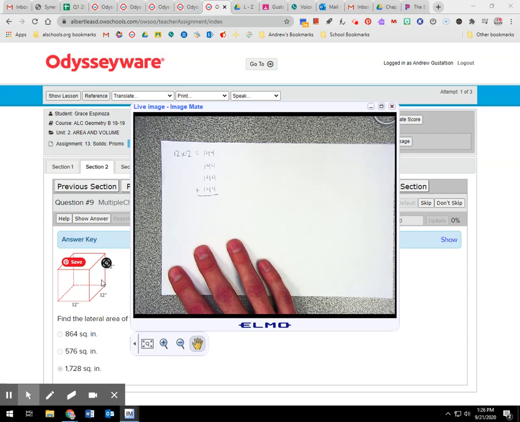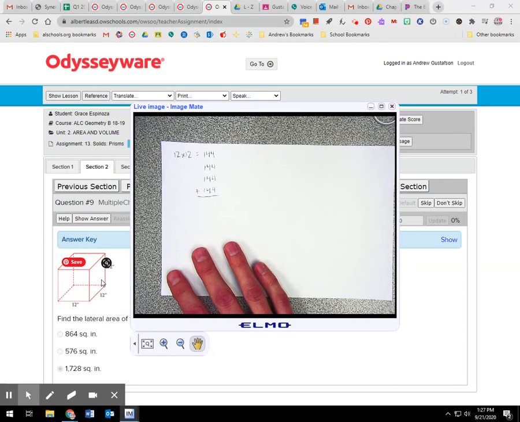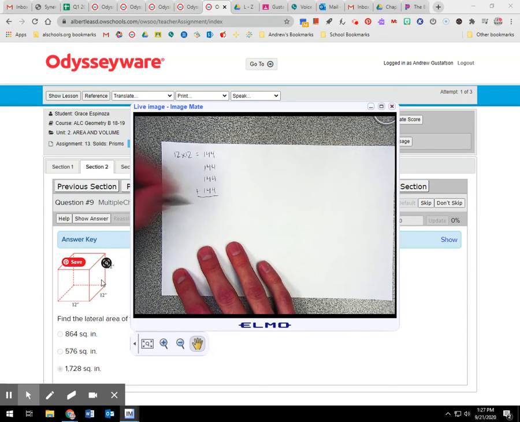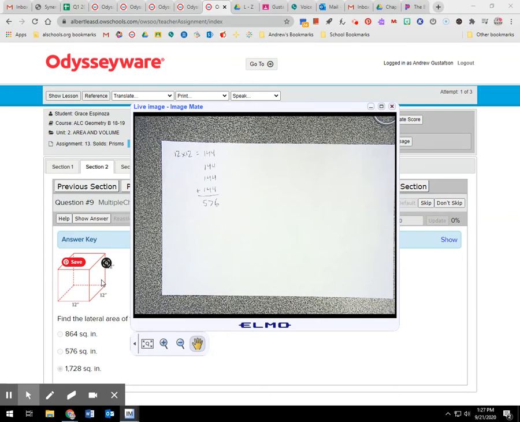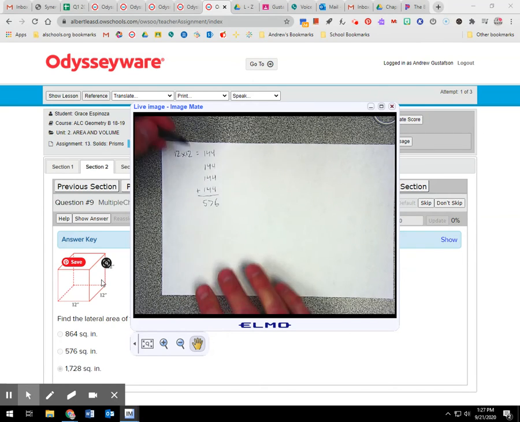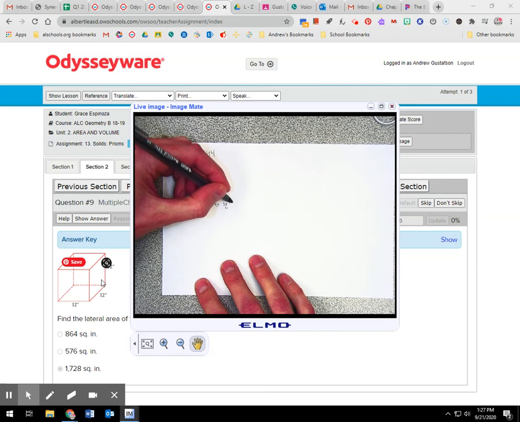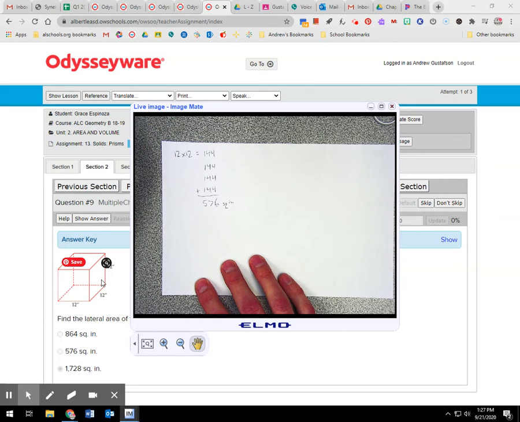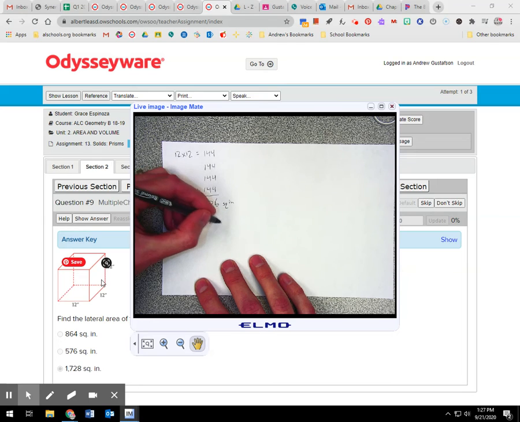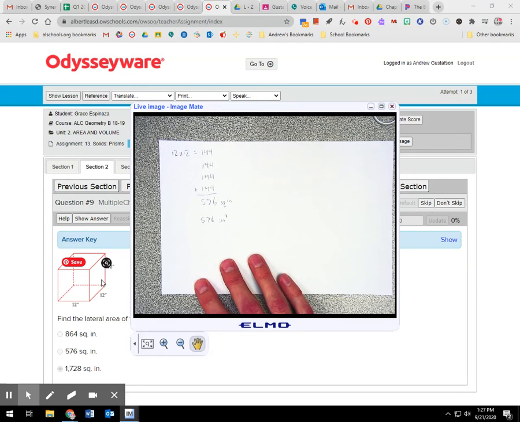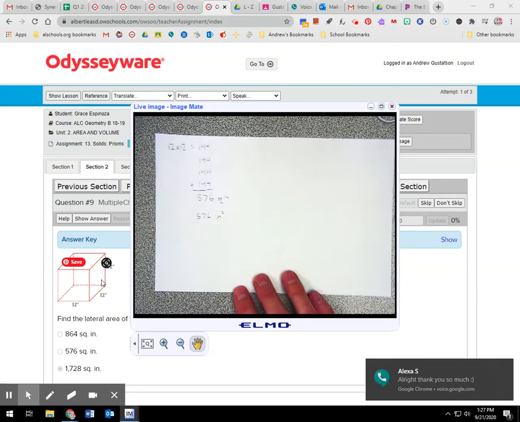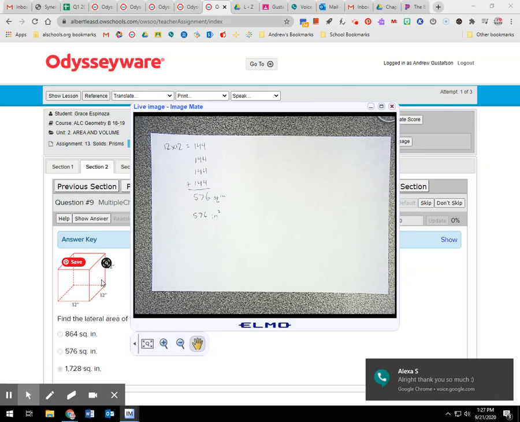If you do 144 times 4, you're going to get something. I don't know, 576. Yes. And sure enough, that is one of the options, 576 square inches. You might also see that labeled as inches squared like that. It's the same thing. Okay. That's how you find the lateral area.